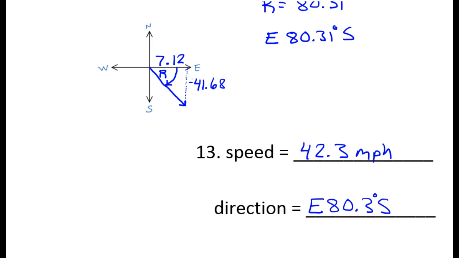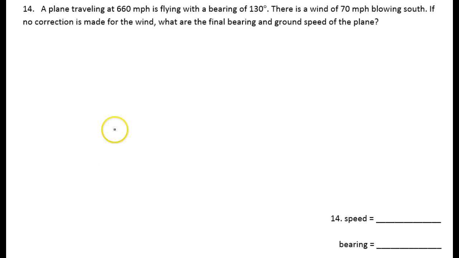Let's do one more problem. A plane traveling at 660 miles per hour is flying with a bearing of 130 degrees. There is a wind of 70 miles per hour blowing south. If no correction is made for the wind, what are the final bearing and ground speed of the plane?